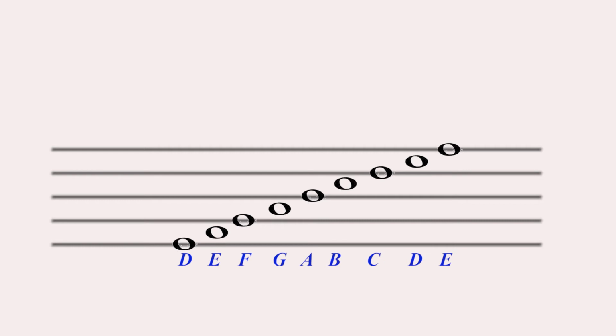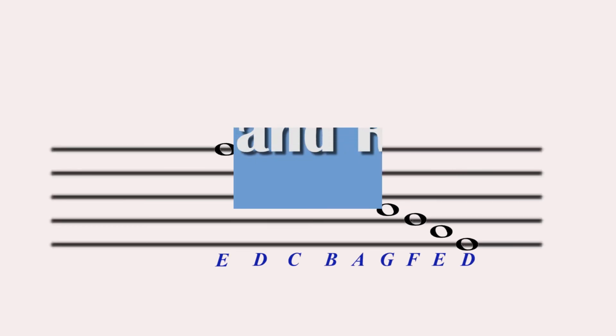This process is reversed when you are coming down the staff. This means that if the 5th line is E, the 4th space right under it will become D, the 4th line will be C, the 3rd space will be B, the 3rd line will be A, and now we have to go back to G for the 2nd space, F for the 2nd line, E for the 1st space, and D for the 1st line.